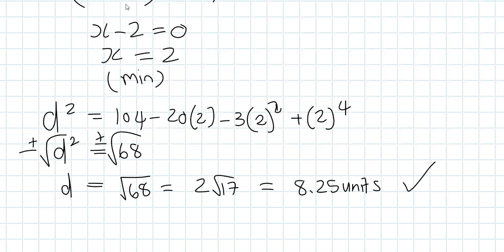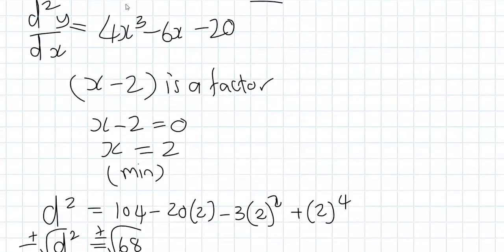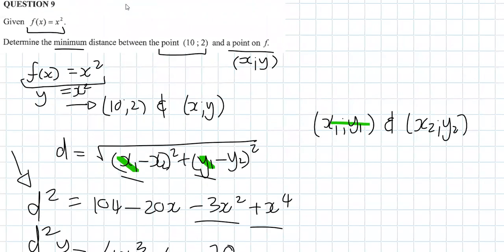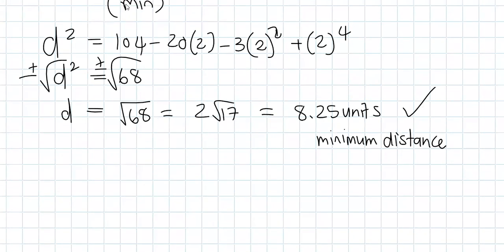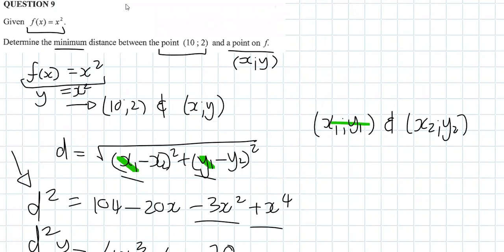Right. Let's just go back and check that we answered the question. It is determine the minimum distance. And this 8.25 is the minimum distance. That's the end of question 9.